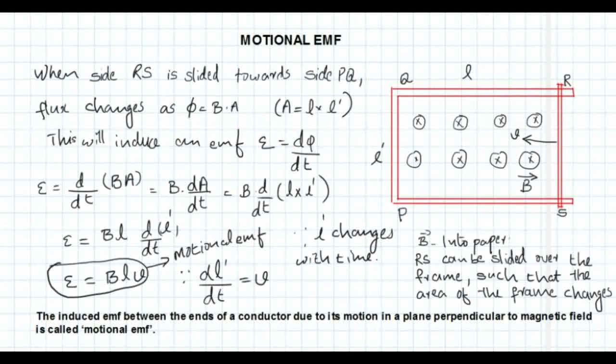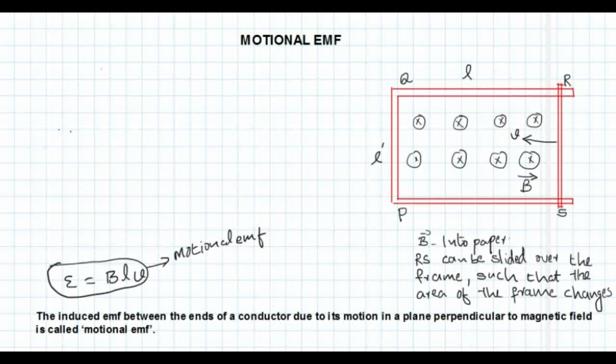So due to this motional EMF there should be a current, right? This EMF should produce a current. So if a current is produced in this frame, in which direction will it flow, or what is the direction of this induced current, right?